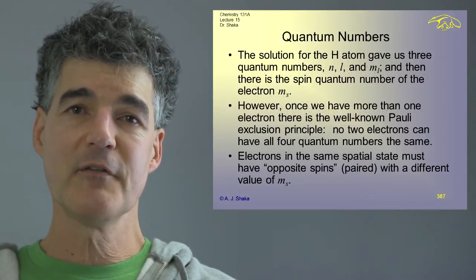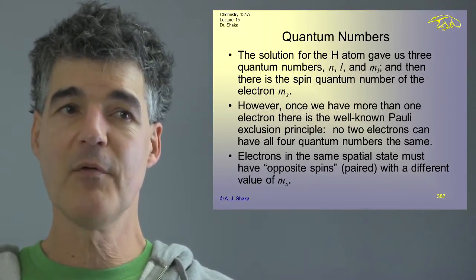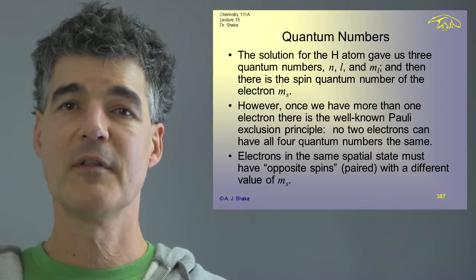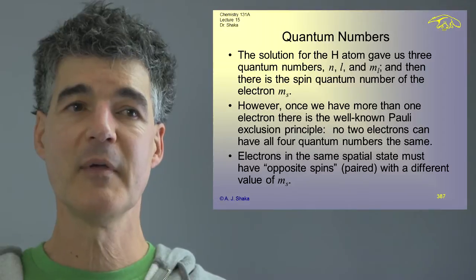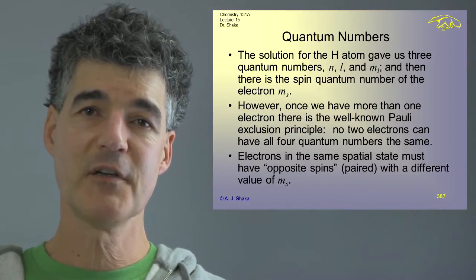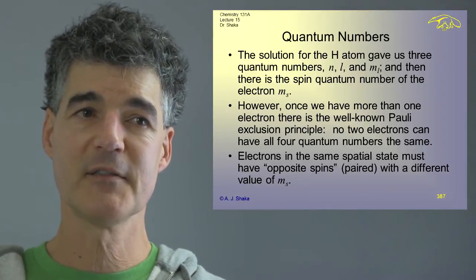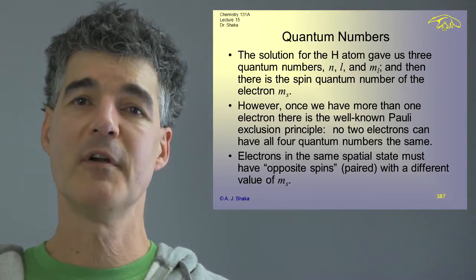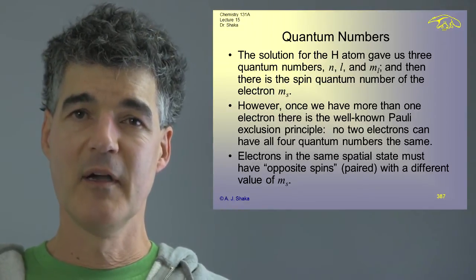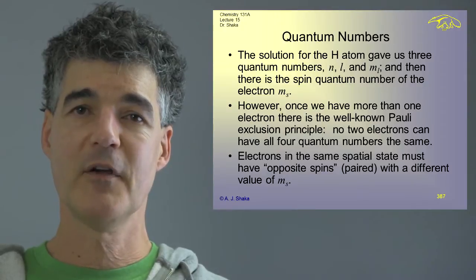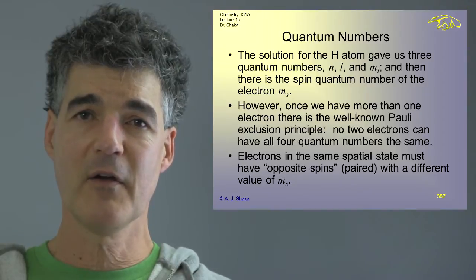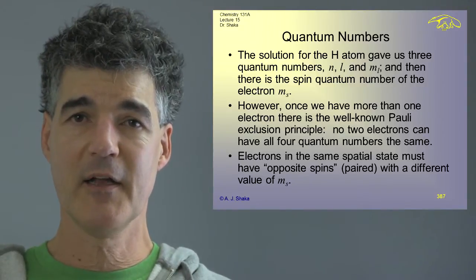Remember that the solution for the hydrogen atom gave us three quantum numbers: n, that had to do with the energy; L, that had to do with the square of the total angular momentum; m sub L, which was the magnetic quantum number, the projection of the angular momentum on the z-axis. And then there was another number, m sub S, that came from the intrinsic magnetic moment of the electron itself. And so if we have these four quantum numbers, then we know everything that we can know about an electron in a hydrogen atom.